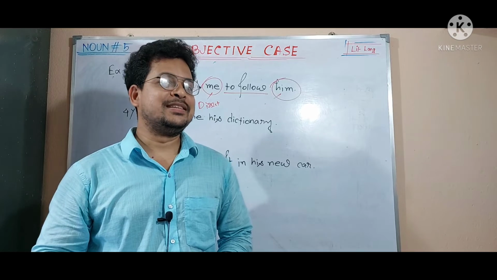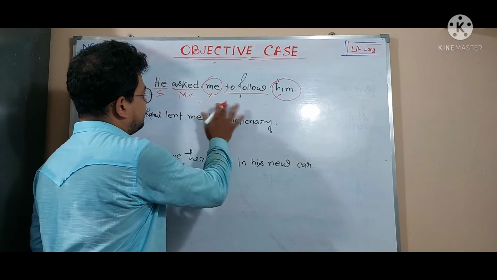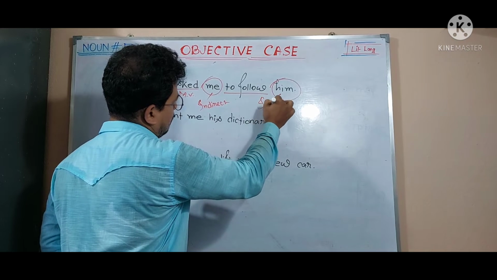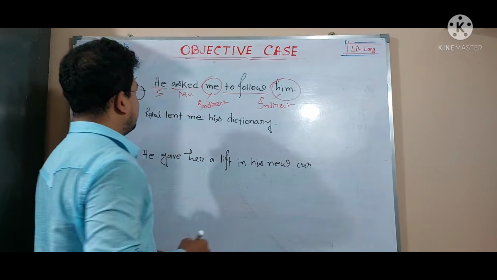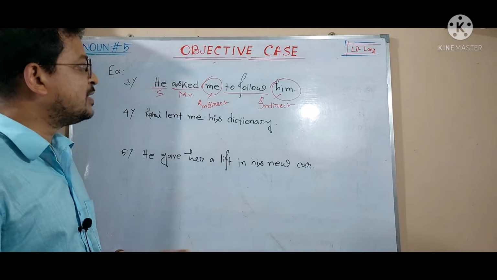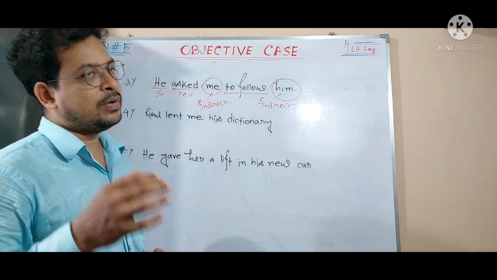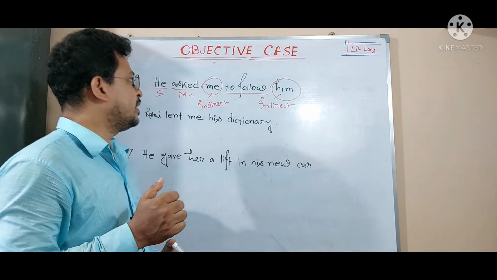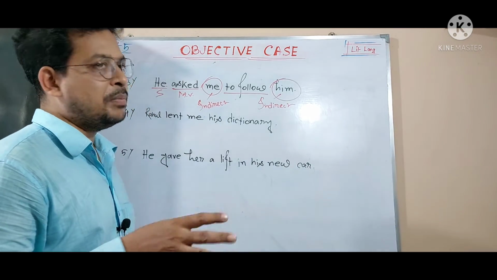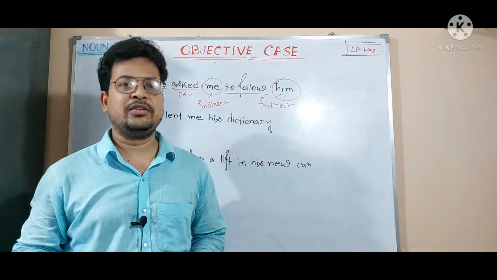Again, I have come with three example sentences of direct and indirect objects. The first sentence: He asked me to follow him. Here there are two indirect objects. Why? Because both are living beings, both are persons. Me and him are both persons. This is why both are indirect objects here.